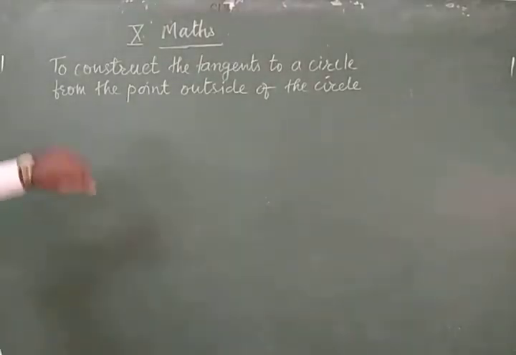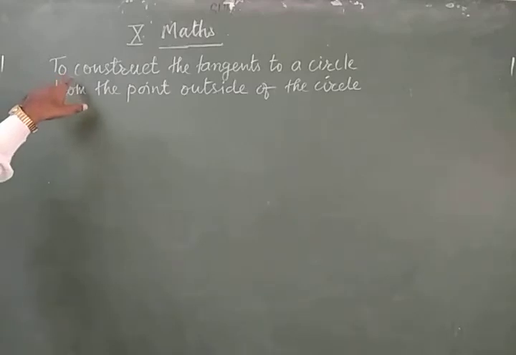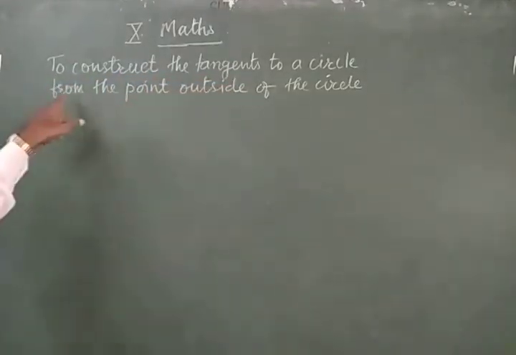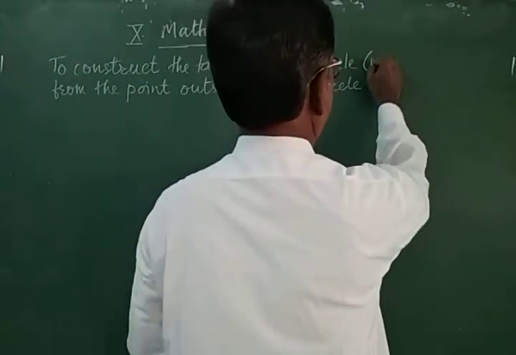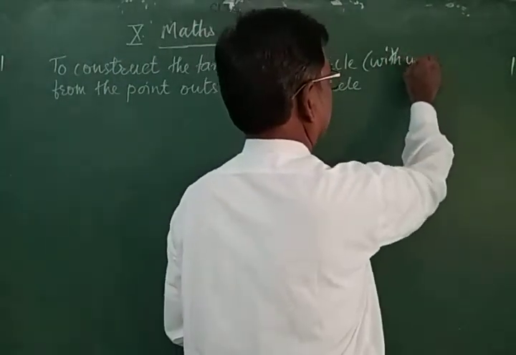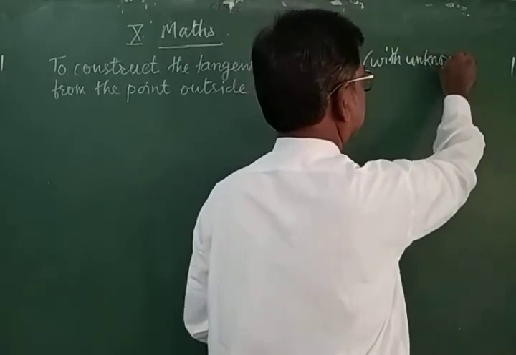Good morning, students. Today we shall see how to construct the tangents to a circle from a point outside the circle, when the circle has an unknown center. The center is not known.